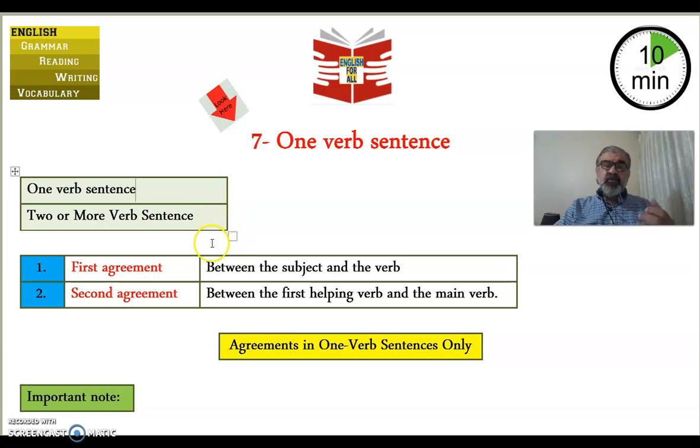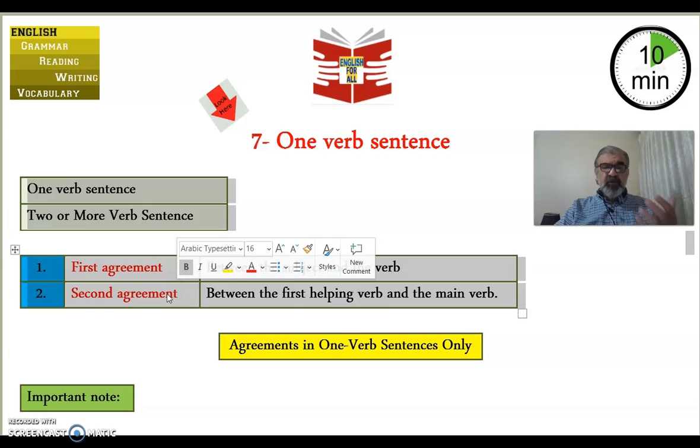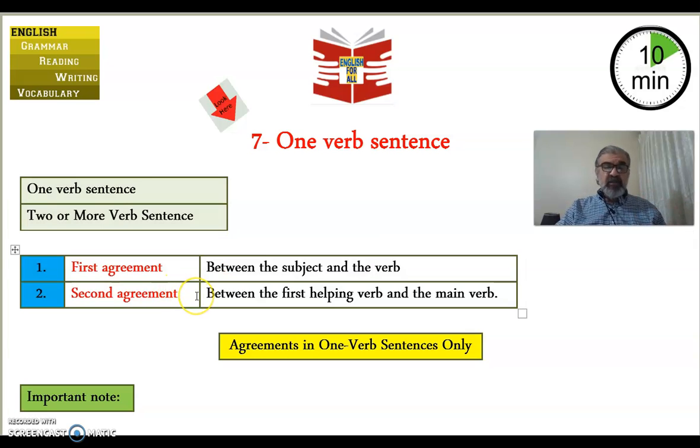Now, this has to do with tenses, as you can tell. And because we are referring to sentences which contain one verb or two verbs, we have two agreements. The first one is between the subject, the doer of the action, the agent, and the verb, the action. And the second agreement is between the first helping verb and the main verb. But bear in mind that we talked in a previous tutorial that some auxiliary verbs or helping verbs can be used as main verbs.